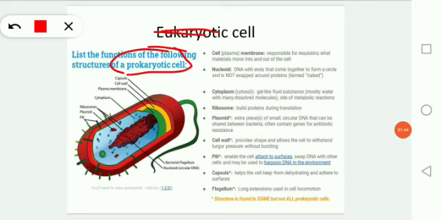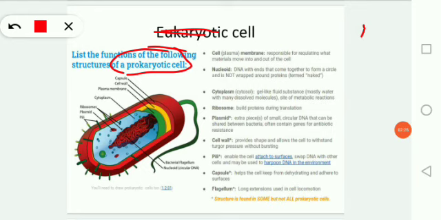In a prokaryotic cell, the cell membrane is responsible for regulating materials moving into and out of the cell. There is a nucleoid, the DNA with ends that come together to form a circle, and it is not wrapped around proteins, that is naked DNA. Cytoplasm is a gel-like fluid substance, the site of metabolic reactions. Then we have ribosomes, which build proteins during translation. Then we have plasmids, which are extra pieces of circular DNA that can be shared between bacteria, often containing genes for antibiotic resistance.